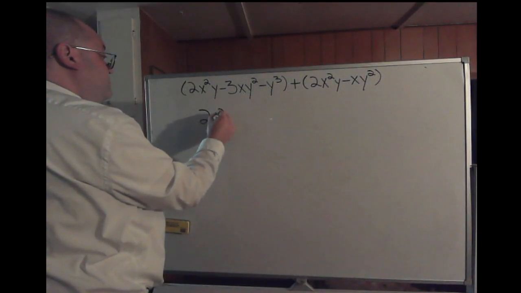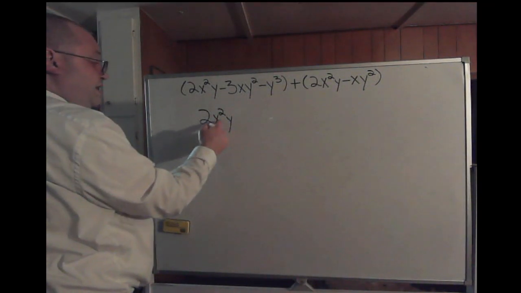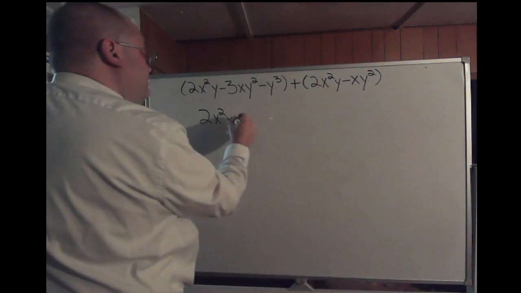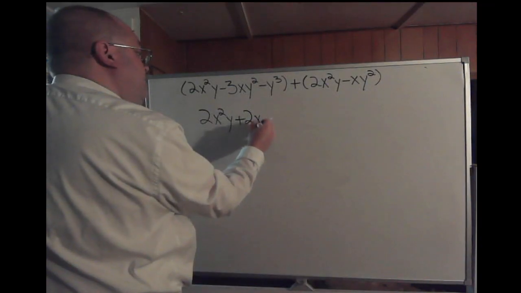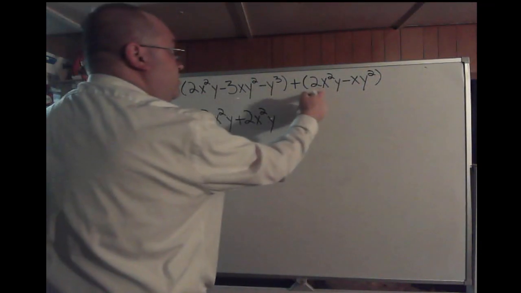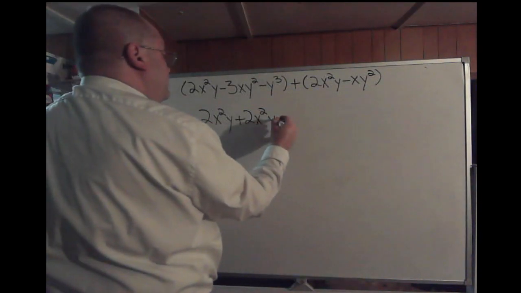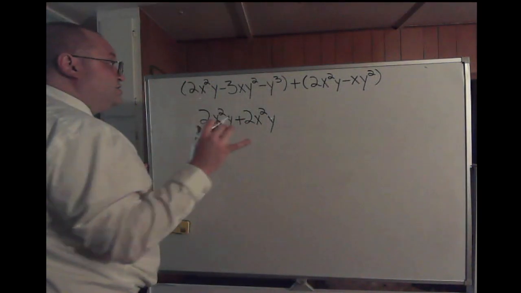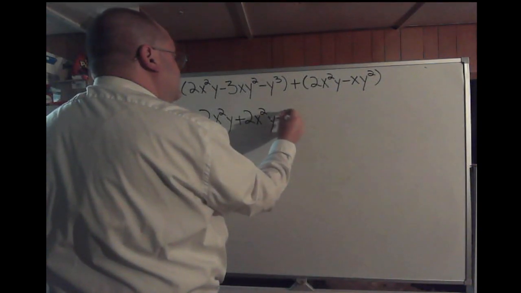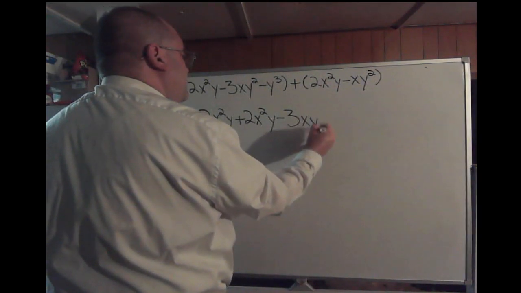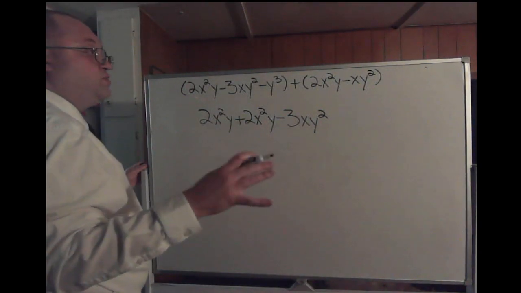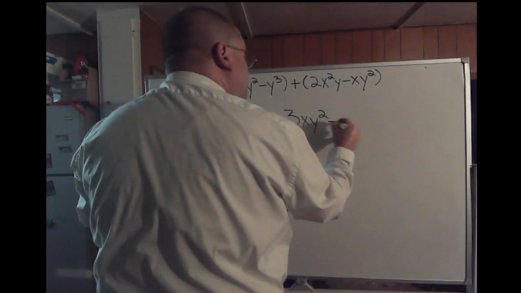Do we have any other terms that have the variables x squared y exactly like that? We actually do. We have another 2x squared y. We can add another 2x squared y. Those are like terms between here and here. Alright, now we've dealt with the x squared y terms. Now how about the xy squared? We have minus 3xy squared. Do we have any other terms that have xy squared? We do. We have minus xy squared.